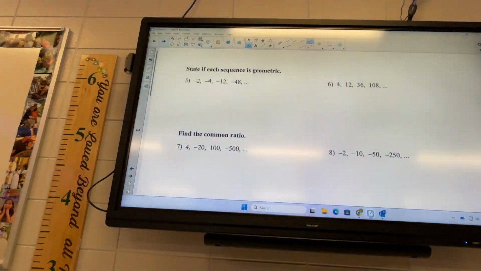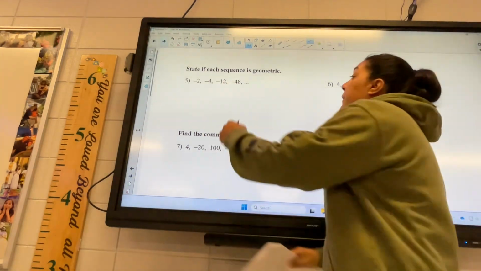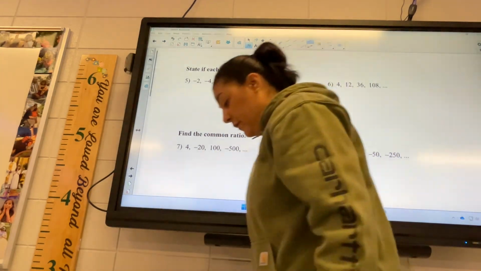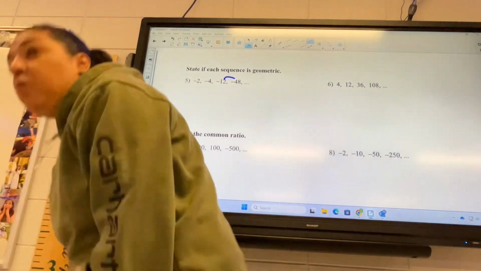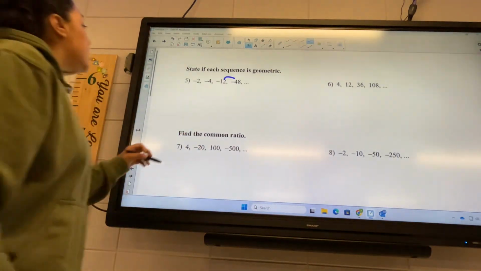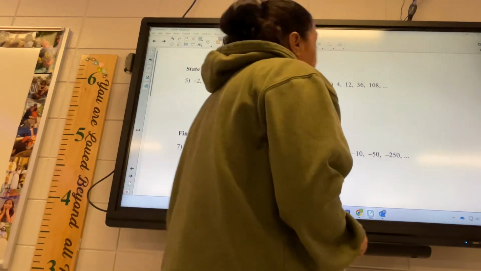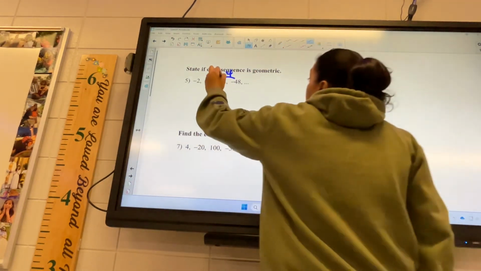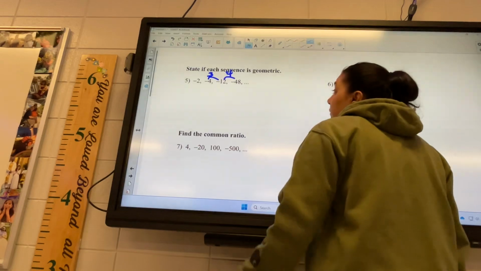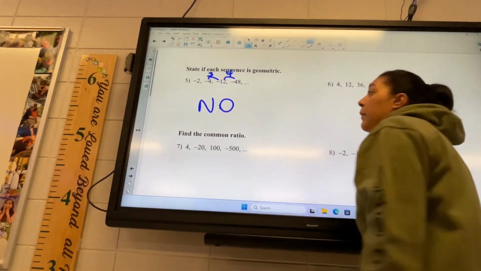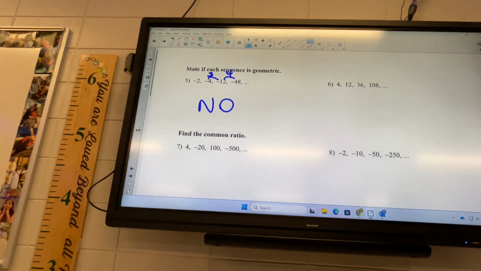Okay, number 5, it says state if each sequence is geometric. How do we find out if it's geometric? If it's all multiplied by the same number. So you're going to say negative 48 divided by negative 12. What is that? 4. Okay, negative 12 divided by negative 4. 3. So is this geometric? No. Okay, they would all have to be the same number. I already wrote that. Good job.